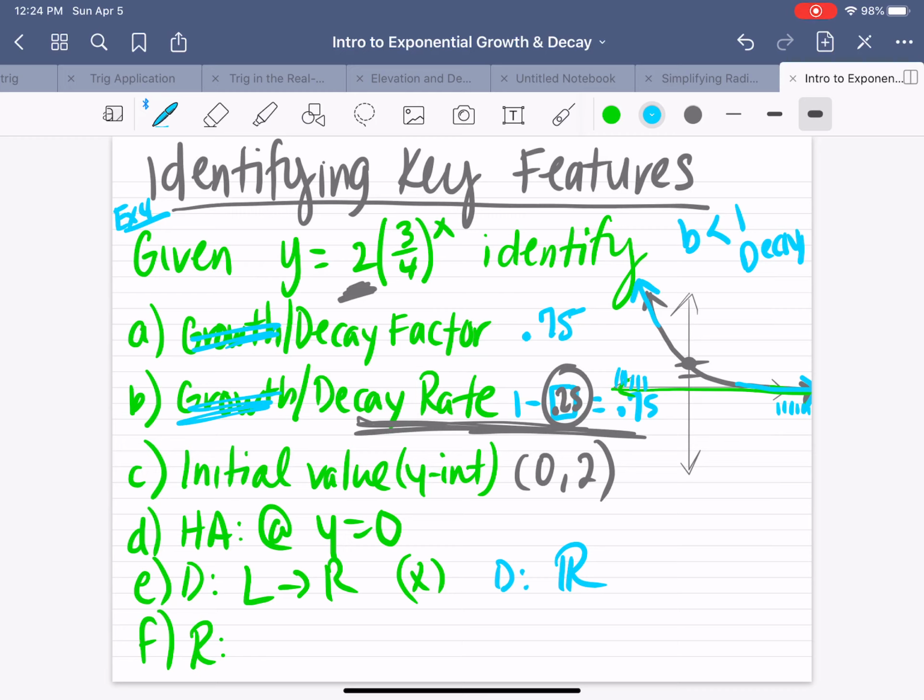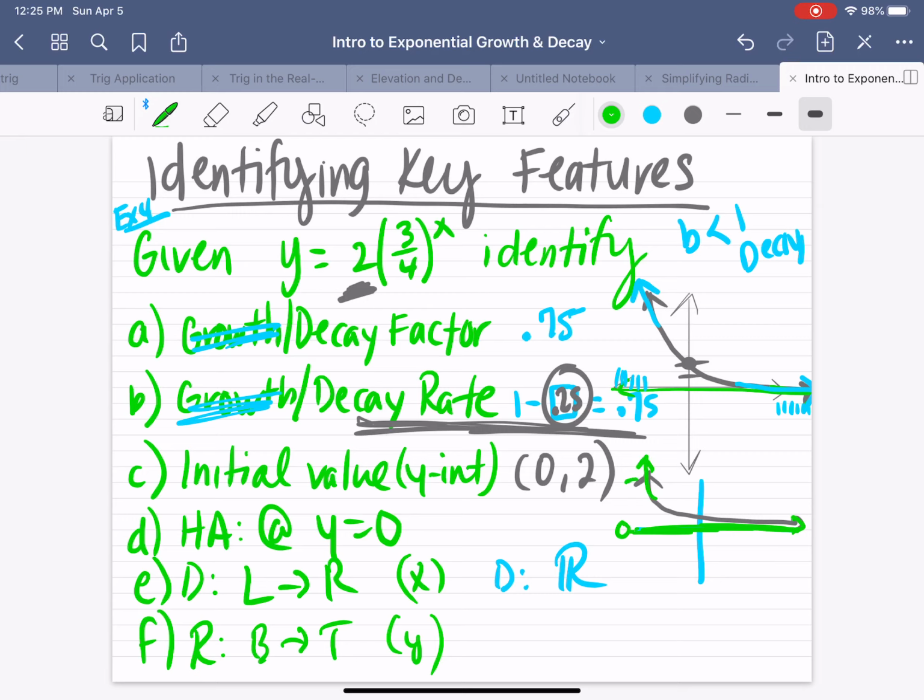Now the range. Let me redraw the graph. It's getting kind of messy up there. So the range, remember, is bottom to top, looking at the y values. So the lowest the y value is right here, in other words, the HA. So the lowest y value is 0, because remember, you approach 0, but you never touch 0. In other words, this graph will never be below the x-axis.